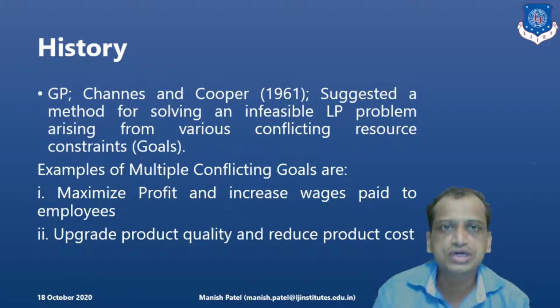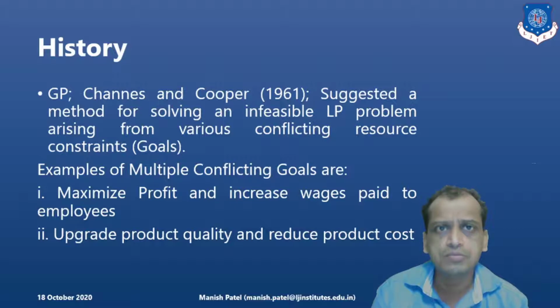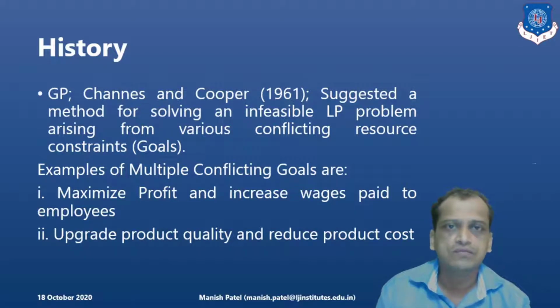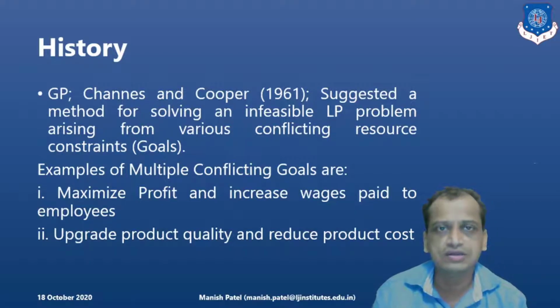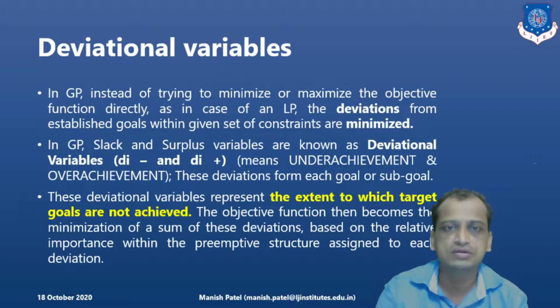Who introduced it? Charnes and Cooper, around 1961. They suggested this kind of method for conflicting resource constraints. You can get this research paper online regarding goal programming. What are the examples? The first I have already given: maximizing profit and increasing the wages. In the same way, increasing the product quality as well as decreasing the product cost. These two are conflicting goals. The companies want to achieve both things, but they are conflicting, so they can use goal programming.